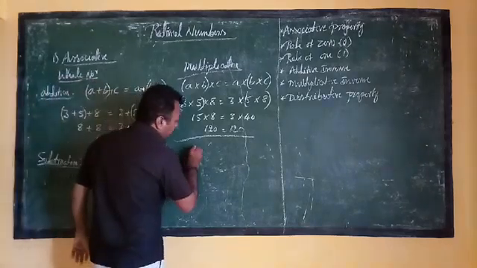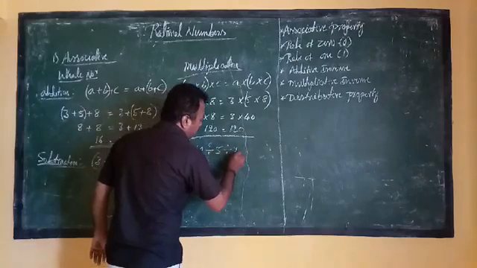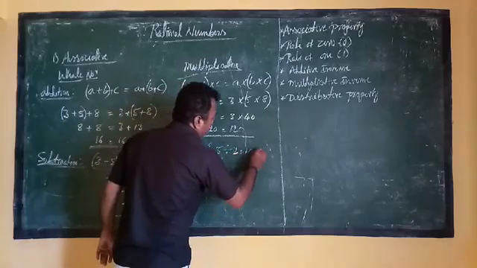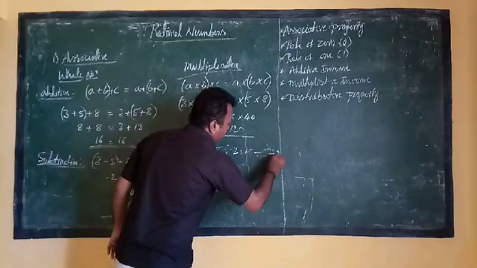See students, 10 divided by 5 divided by 2 is equal to 10 divided by 5 divided by 2, with different groupings.